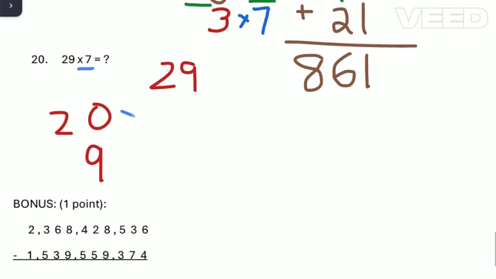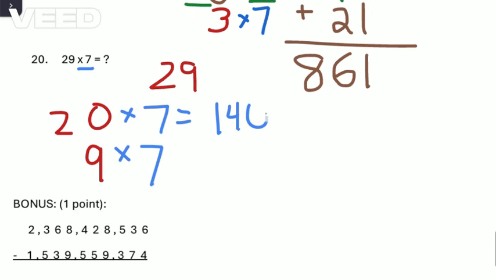We know 20 times 7 from the previous problem is 140. And if you forgot that it was 140, you can tell because 2 times 7 is 14, and we add a 0 here. 9 times 7, this is a multiplication fact, class. 9 times 7 is 63.